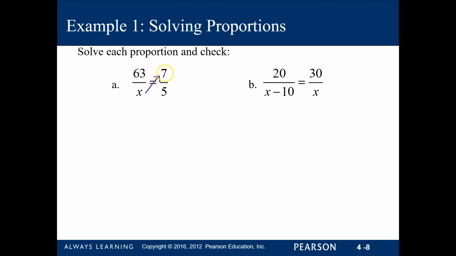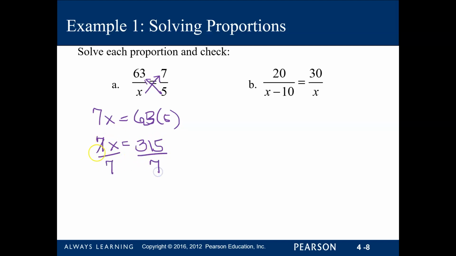So we have X times 7, that is going to be 7X. And then we will have the product of 63 times 5. All right. So this will now be 7X is equal to 63 times 5, which is equal to 315. And now solving for X, we can divide by 7 on both sides. And therefore, X is equal to 315 divided by 7, and the answer is 45.